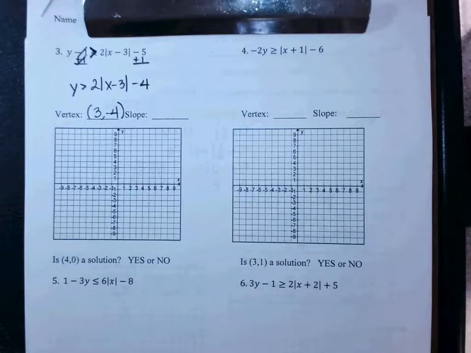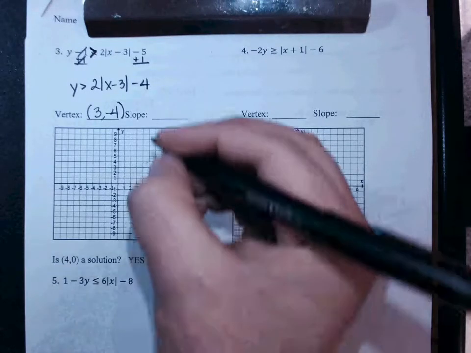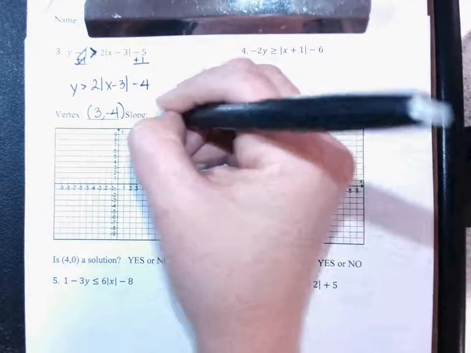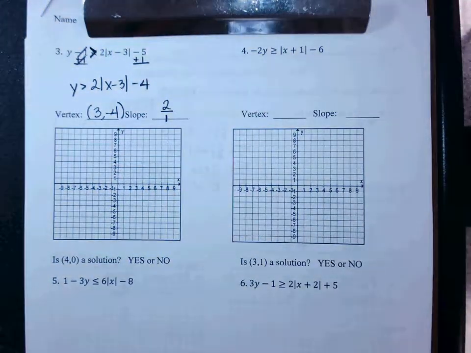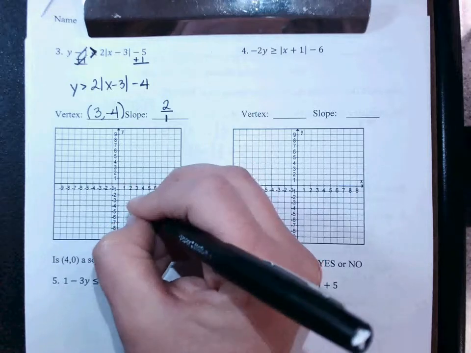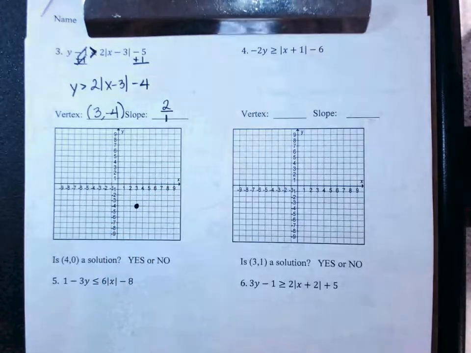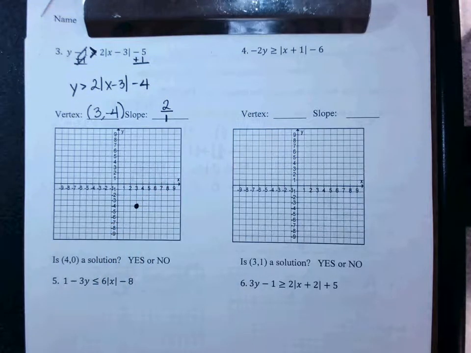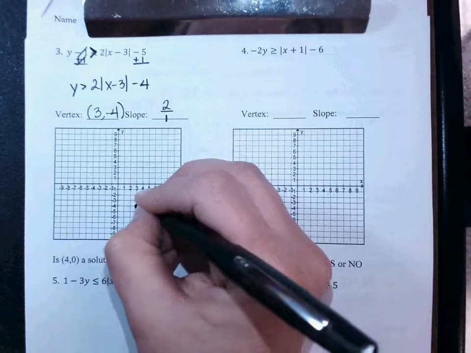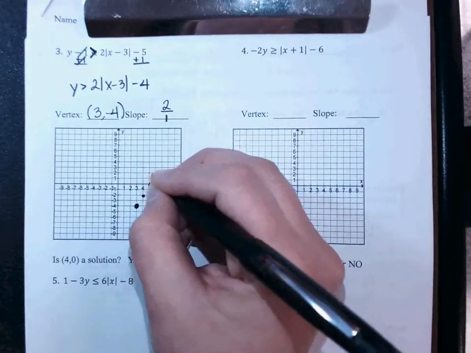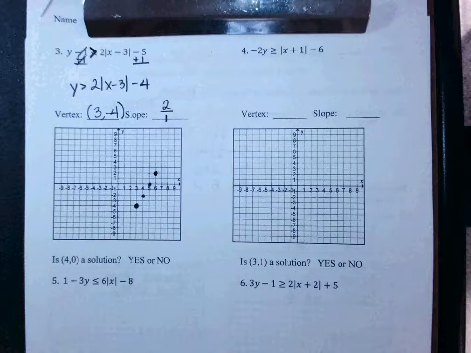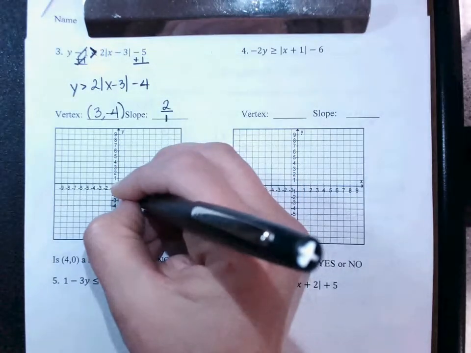Then from there I need to identify my slope. Look at the front. It's a whole number. What do I do? 2 over what? 1. Okay, so go to 3, negative 4. That would be right here. And then if my slope is 2 over 1, I would go up 2, out 1. Up 2, out 1. Then up 2, out 1 the other way.